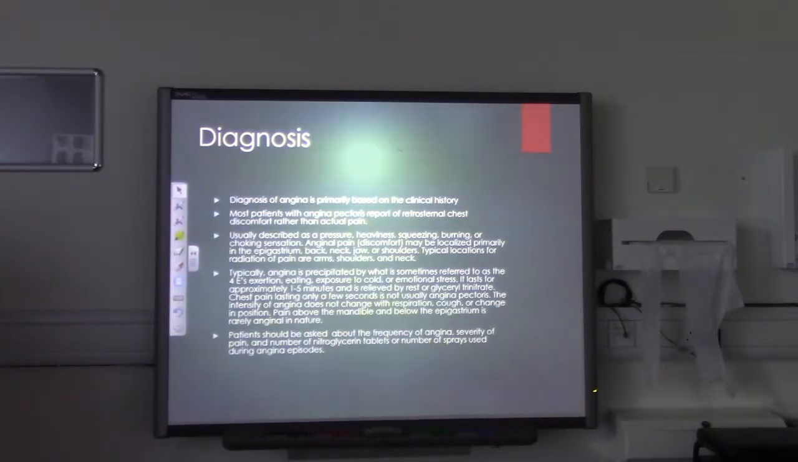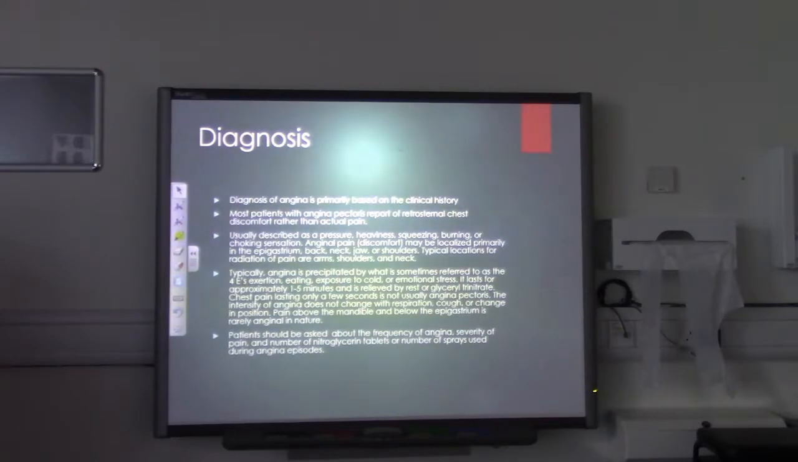Diagnosis. Well, diagnosis of angina is primarily based on the clinical history. Most patients with angina report retrosternal chest discomfort rather than actual pain, usually described as pressure, heaviness, squeezing, burning, or a choking sensation. Angina pain may be localized primarily in the epigastrium, back, neck, jaw, or shoulders, and typical locations for radiation of pain are in the arms, shoulder, and neck.